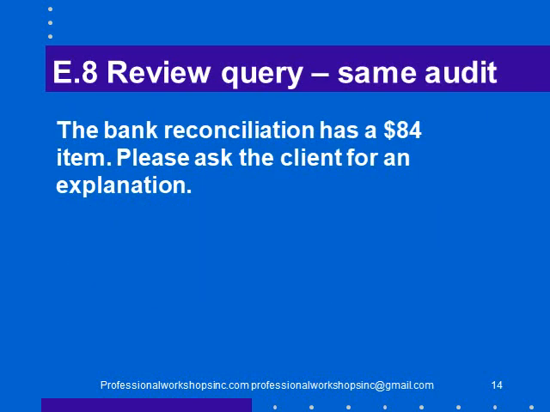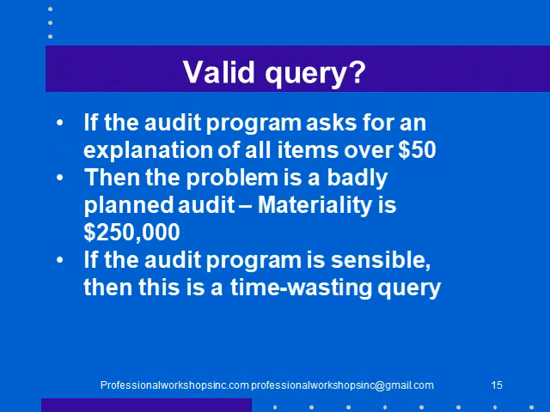Same audit, review query. The bank reconciliation has an $84 item. Please ask the client for an explanation. Several choices. Now, if the audit program asks for an explanation of all items over $50, I guess it's a valid query. But then the problem is we have a badly planned audit. Why are we looking at $50 items with a materiality of $250,000? So if the audit program is sensible, this is a time-wasting query.